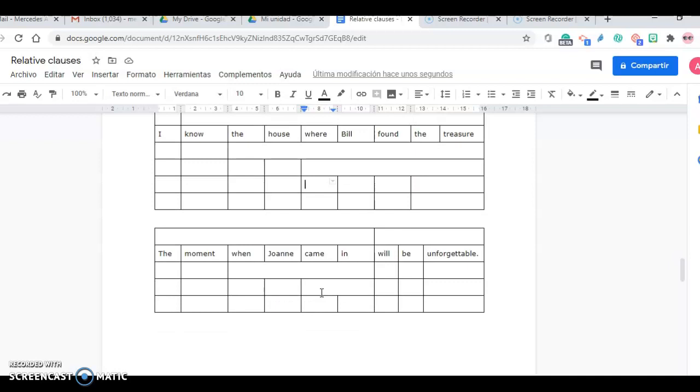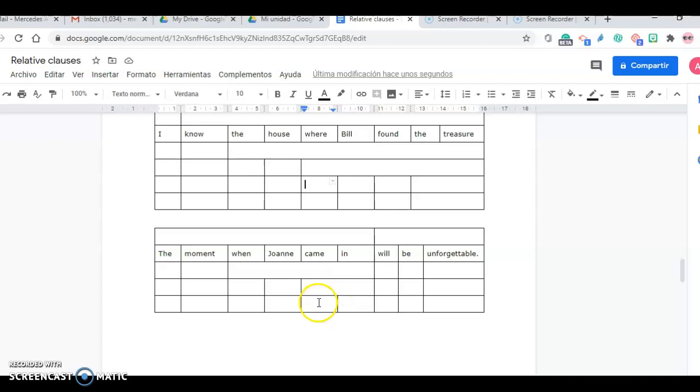The moment when Joanne came in will be unforgettable. So the subject is shown here, the moment when Joanne came in. It is a noun phrase. Moment is the head noun. We know what the is. And when Joanne came in is the post modifier, defining relative clause. What is the subject? Joanne. What is the predicate? When came in. How do we analyze the predicate inside?